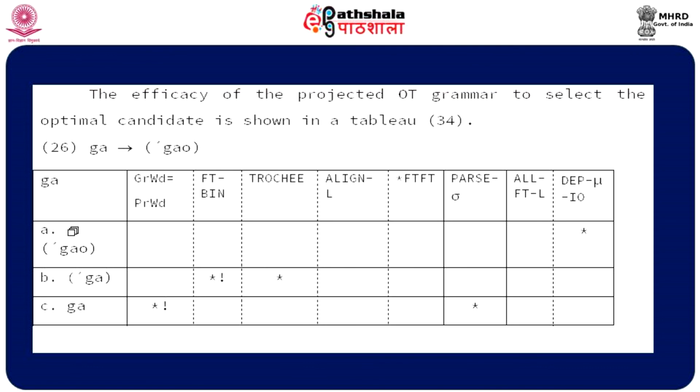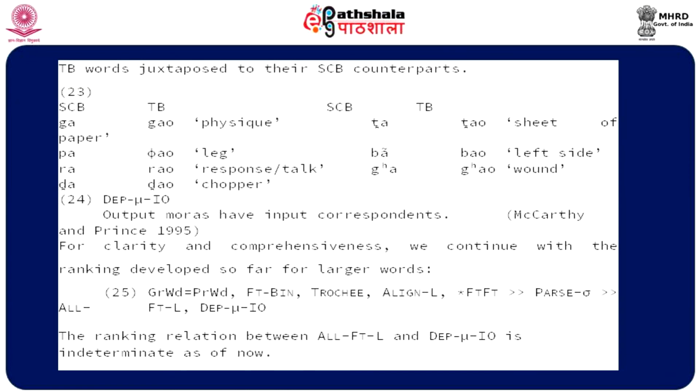Now, the efficacy of the projected OT grammar to select the optimal candidate is shown in the tableau on the screen. Thus, we have looked at all these constraints which are at work, which interact with one another in the metrical structure of words in Tripura Bangla.